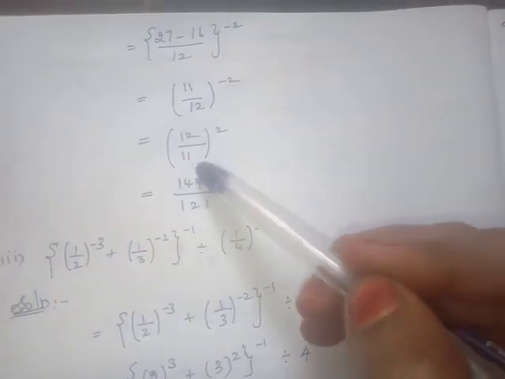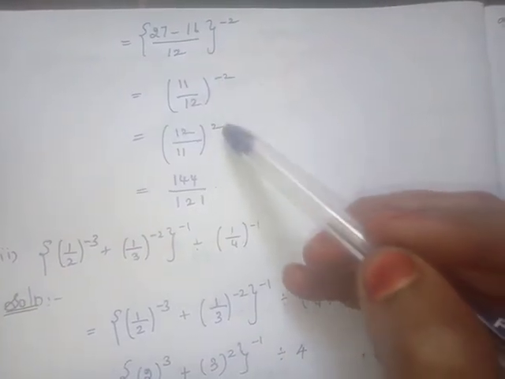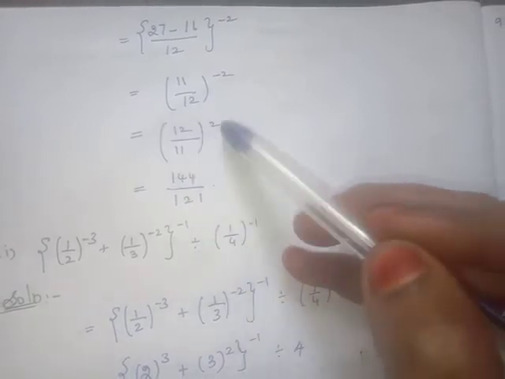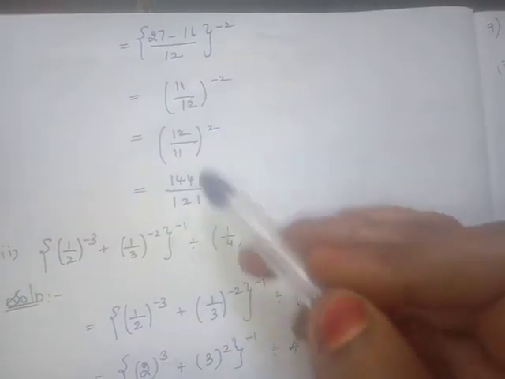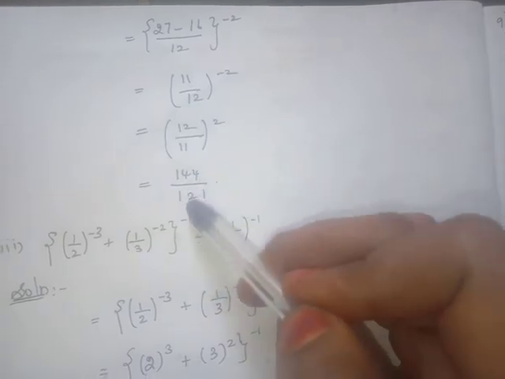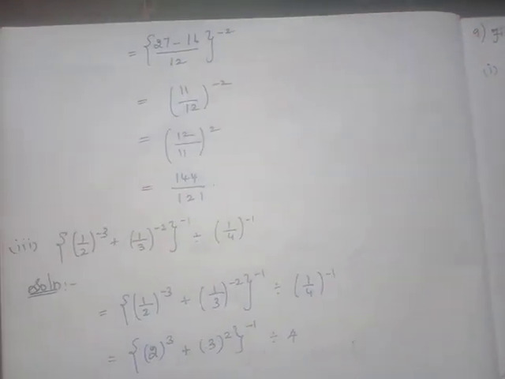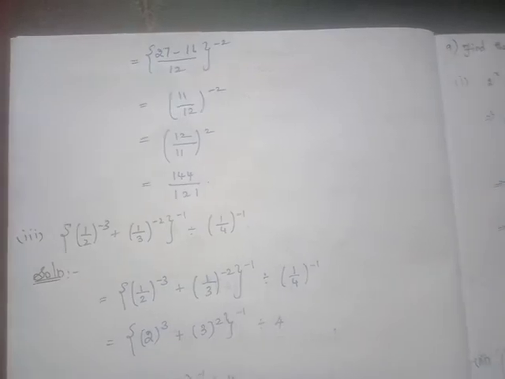So 12 by 11, I reciprocally change because the power is minus. So I change it to plus, positive. So 12 square is 144, 11 square is 121. Square number, cube number, everything you practiced, children. So this is very important.